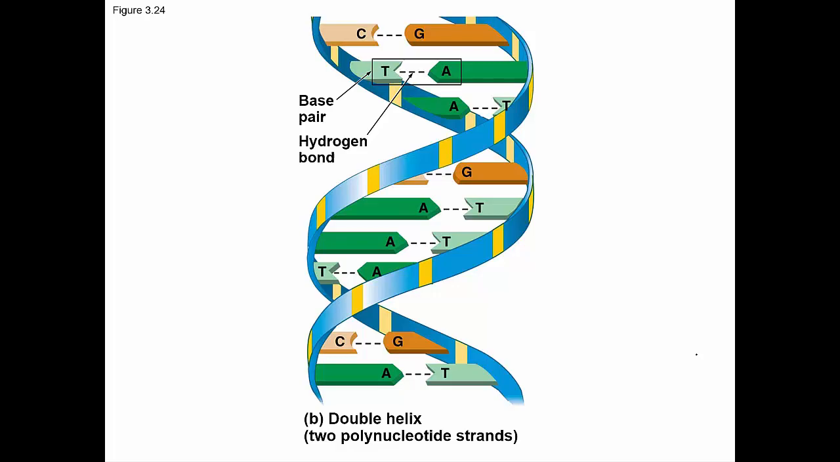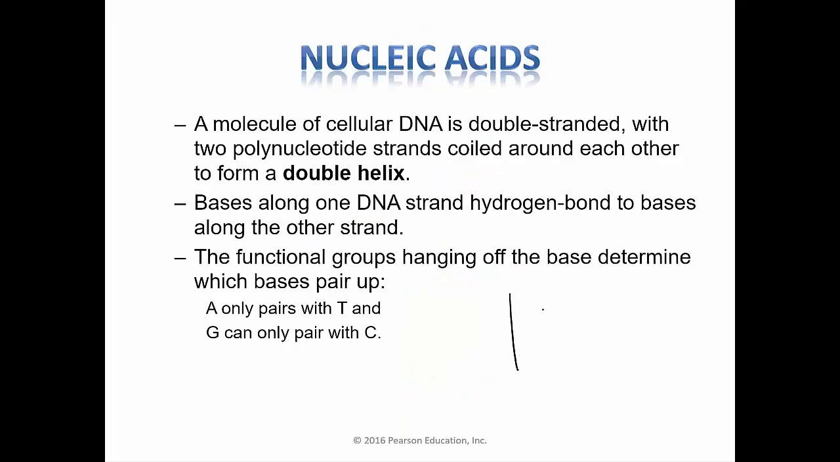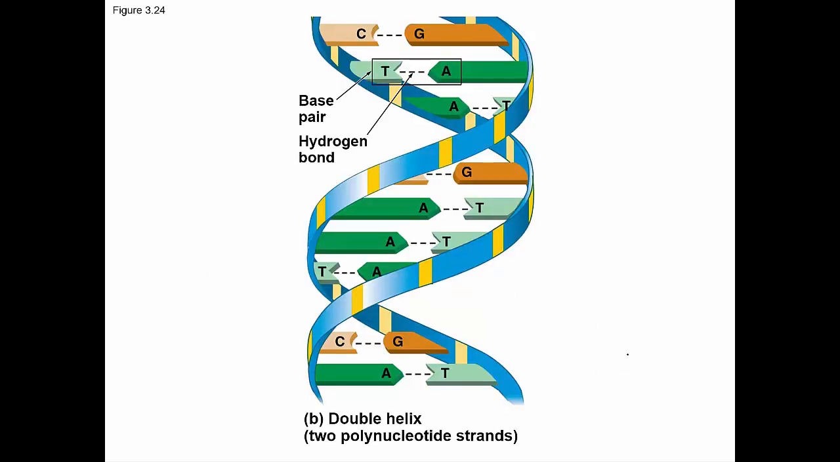There's the picture of it, right? So when you take the 2 strands and then you wrap it up, you twist it, you get the helix. That's how you get that. Okay? So there you go. That's DNA.